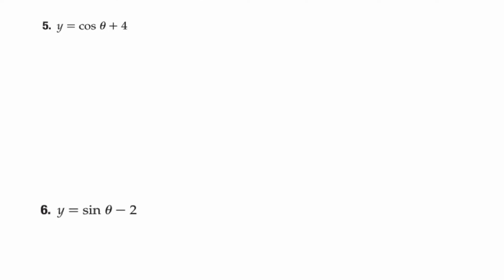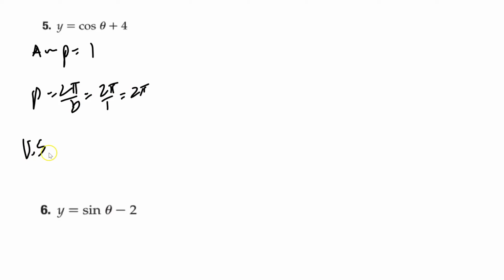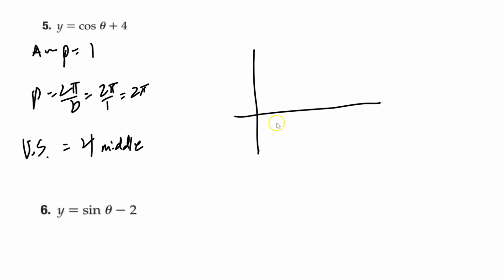Let's try this one. So in this one, my amp is 1. There's no phase shift. My period is 2 pi over b. There's no b, so 2 pi over 1, or just 2 pi. My vertical shift, because you notice that's on the outside, is 4. So I'm going to start at +4. It's my new middle. Let's draw a line. 1, 2, 3, 4, 5. This is my new middle.